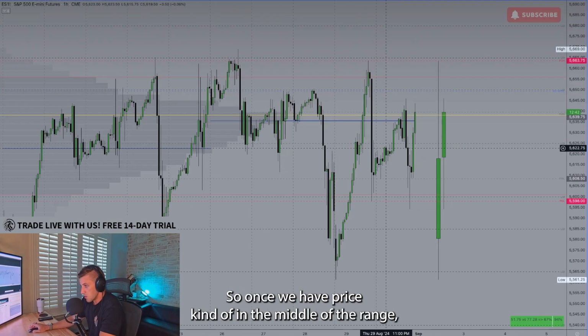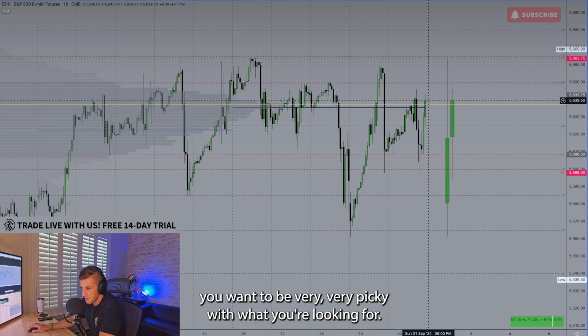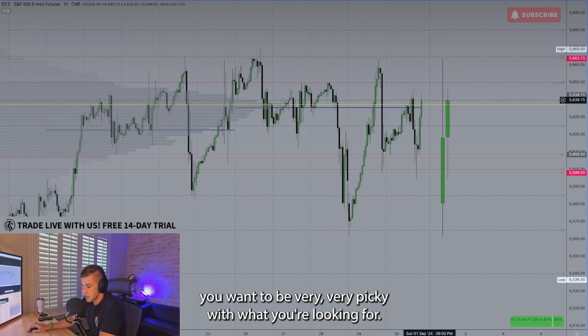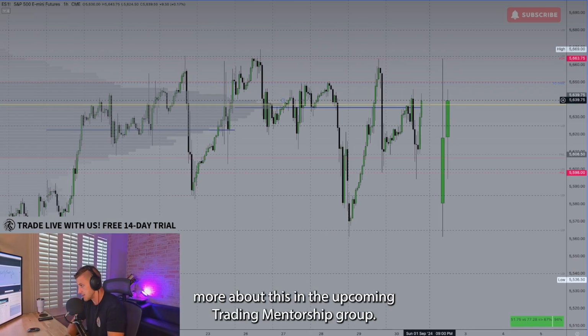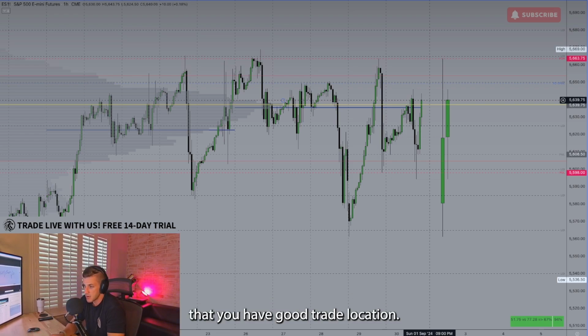So once we have price kind of in the middle of the range, you want to be very, very picky with what you're looking for. And I'm getting ready to talk more about this in the upcoming trading mentorship group. But it's kind of the gist of near-term range trading and making sure that you have good trade location. Best opportunities are near the edge.